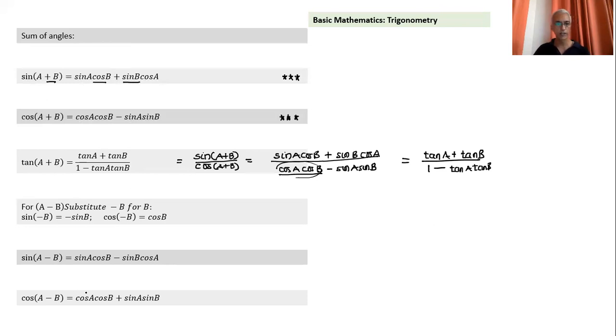Cos A minus B, this term will not change. The only thing that will happen is the sine minus B term will become minus sine B, and minus this becomes plus. So the sign of this term has changed. Plus has become minus here and minus has become plus.